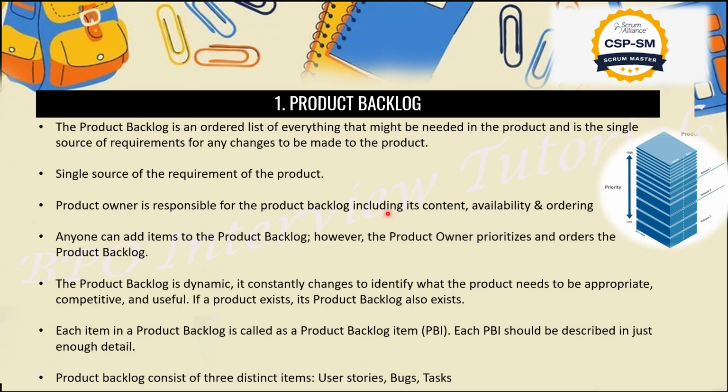So the product backlog basically means whatever we require in the product, we have everything defined in the product backlog. It's a single source of requirement for any changes to be made in the product, any addition to be made in the product, or the final product we require. Everything comes under the product backlog. Single source of requirement of the product is known as product backlog.